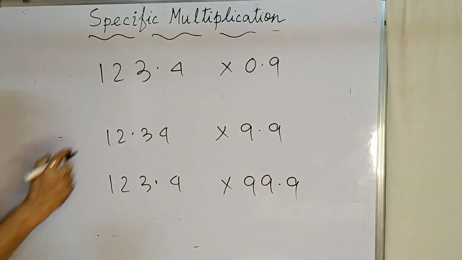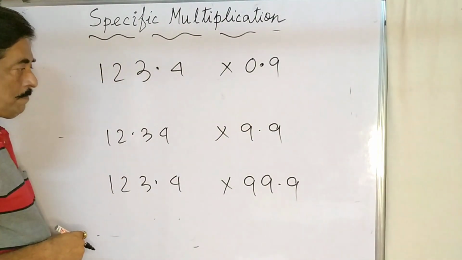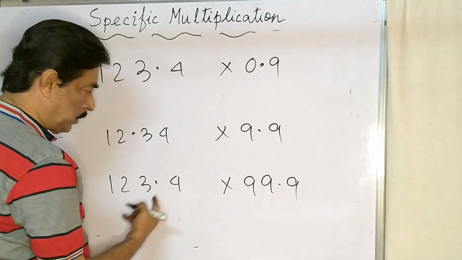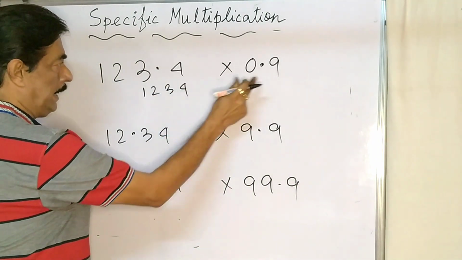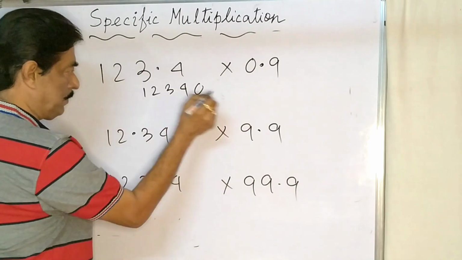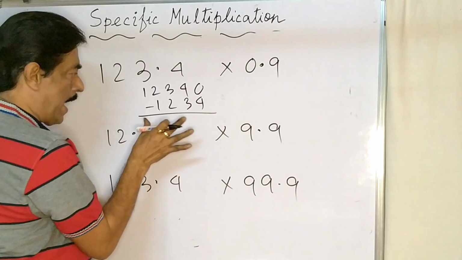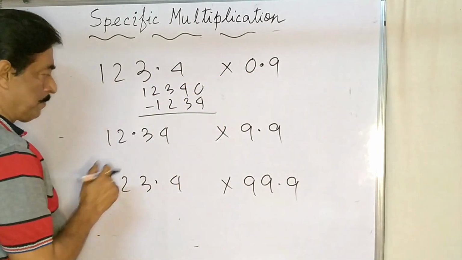Whatever your answer, put the decimal point 2 places from the right side. Your answer is 1234. Instead of 9, put 10. Shift the 1234 one place to the right, then subtract. Whatever your result, put the decimal point 2 places from the right side.